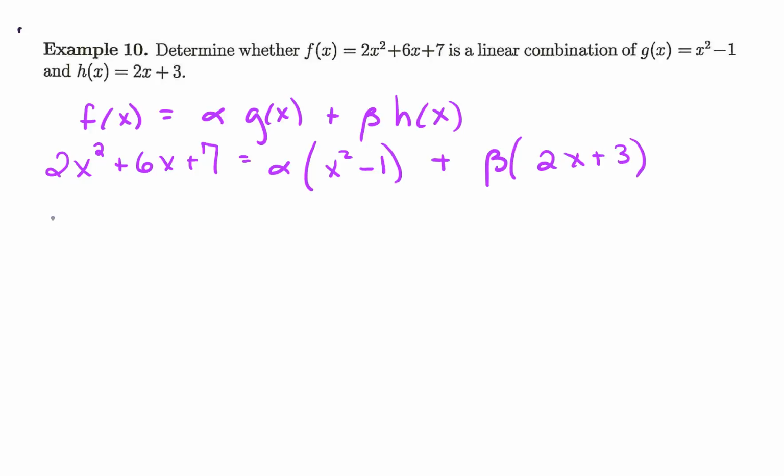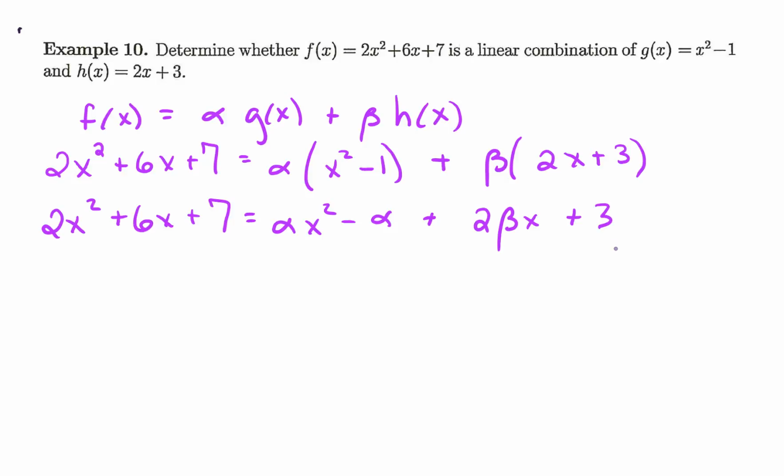And if we work this through, we get 2x squared plus 6x plus 7. We get alpha x squared minus alpha, and distributing the beta, we get 2 beta x plus 3 beta. Now, let's equate any coefficients that live on the x squared term. So by equating our x squared terms, this tells us on the left-hand side, 2 must equal alpha on the right-hand side. And automatically we have alpha, so that was really nice.